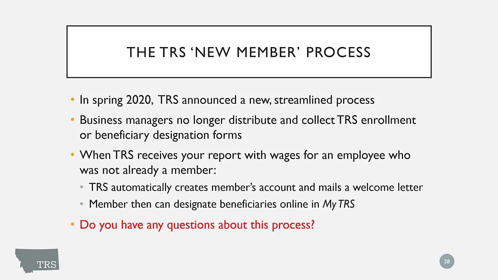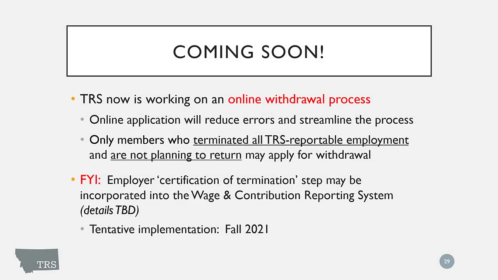But hopefully, we've seen a huge reduction in paperwork when it comes to the beneficiary designation forms, and I hope this has been helpful for the members as well as the business managers and TRS. Any questions on the new member process? There's a lot of information online on the TRS website, if you want to look back at any of those old memos in our communication archives or under the employer forms section.